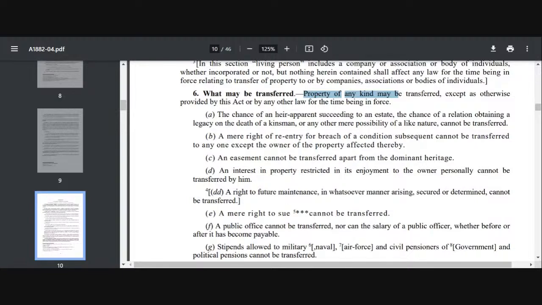Clause DD, look, right to future maintenance also cannot be transferred. Right to future maintenance cannot be transferred. Right. So then clause E, mere right to sue. You cannot transfer your right to sue. So if someone is publishing a defamatory statement against me, I have a right to claim damages. Now if I transfer this right to sue to someone else, that is not transferable. This is only my right to sue, and so only I should exercise it. Okay.